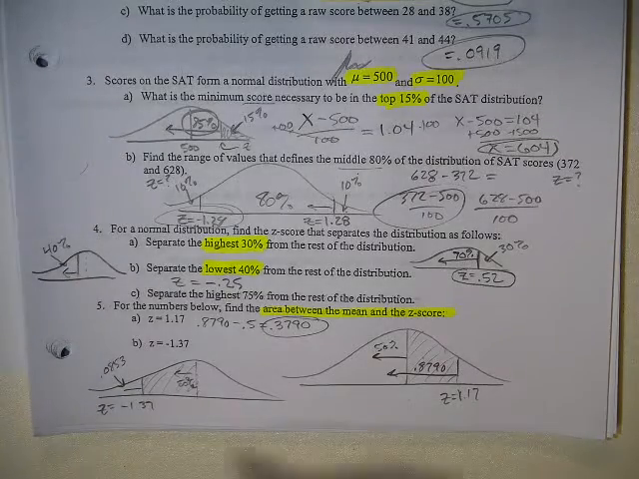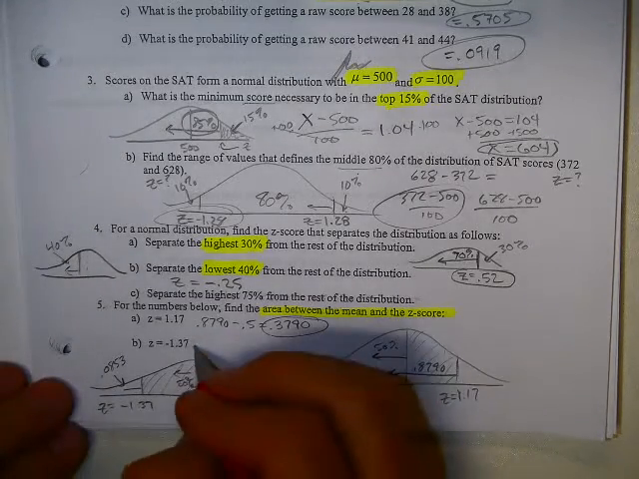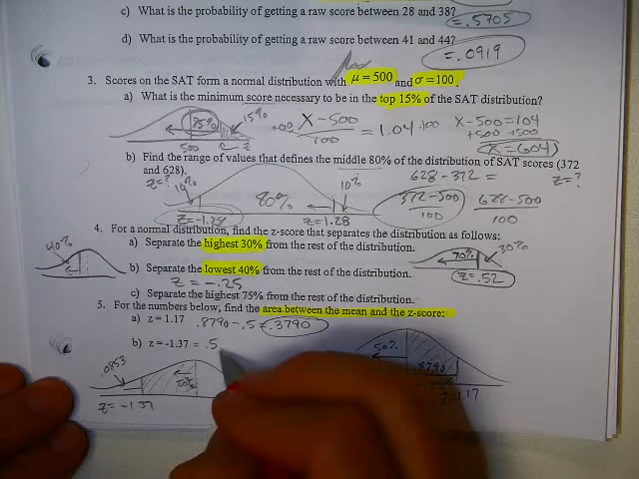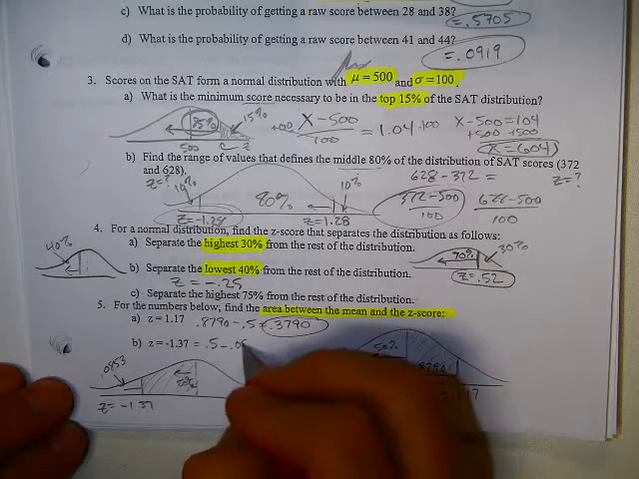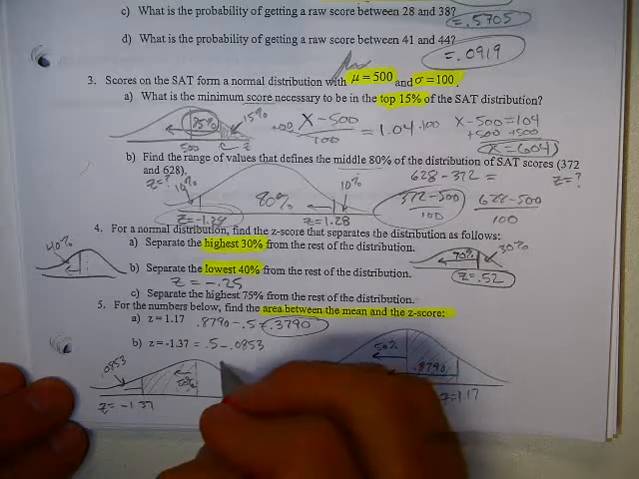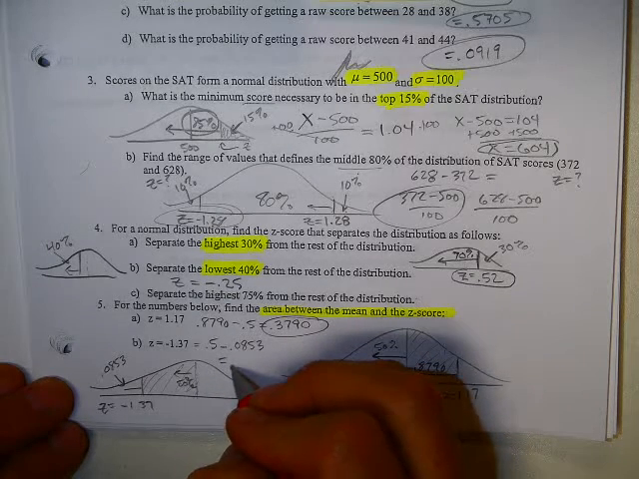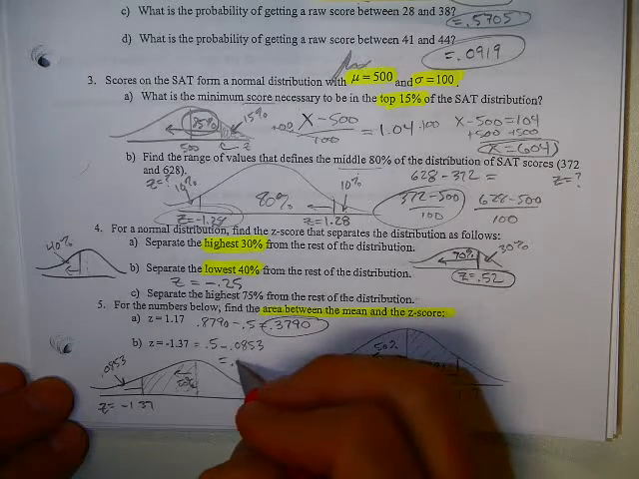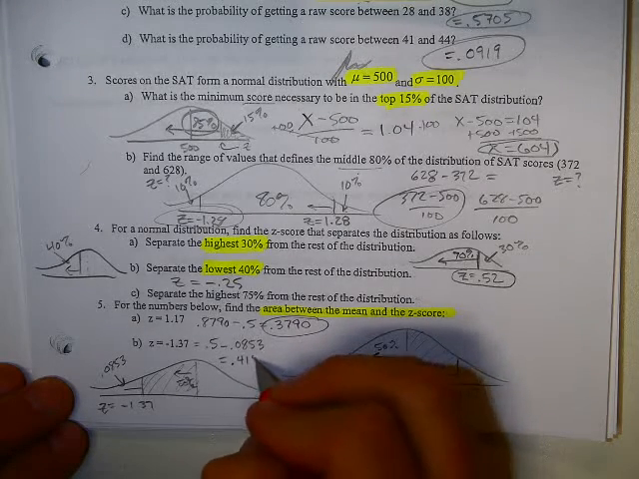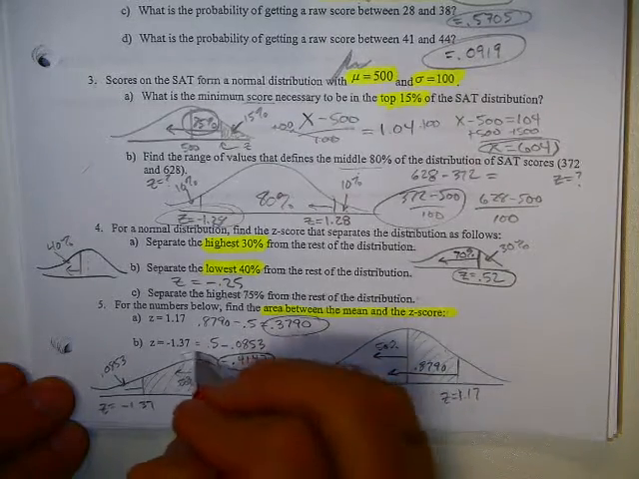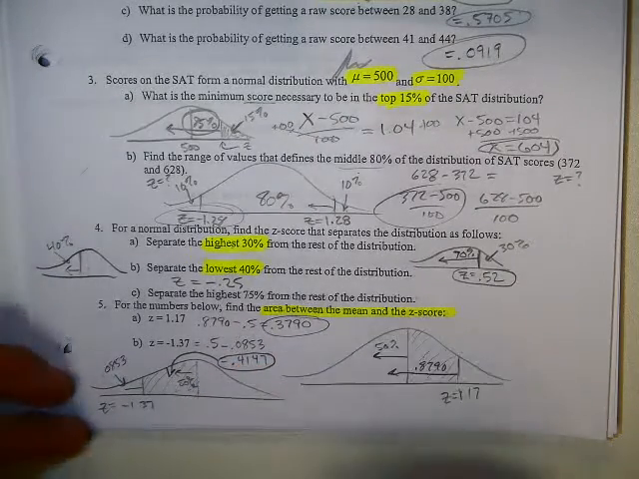So what am I going to do here? I'm going to take the high minus the low. So this is going to be 0.5, the median, I'm sorry, the mean, minus 0.0853. And that's going to give me an area of, let's see, what is that? 0.4147, I think, if my head math is correct. If it's not, I'm sure somebody will correct me.